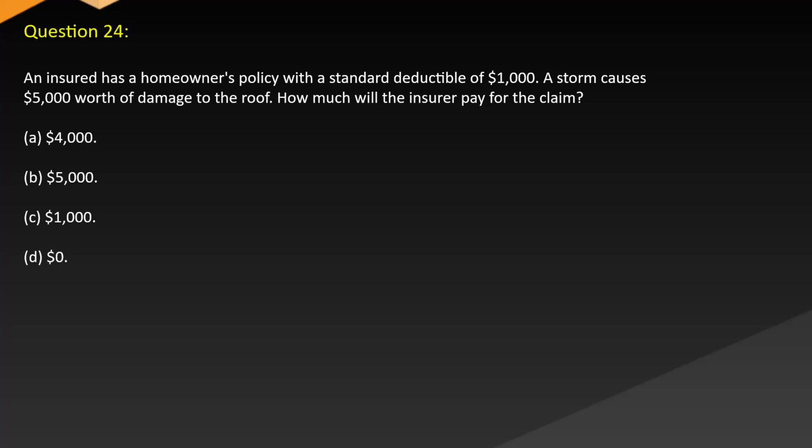Question 24. An insured has a homeowner's policy with a standard deductible of $1,000. A storm causes $5,000 worth of damage to the roof. How much will the insurer pay for the claim? A. $4,000. B. $5,000. C. $1,000. D. $0.